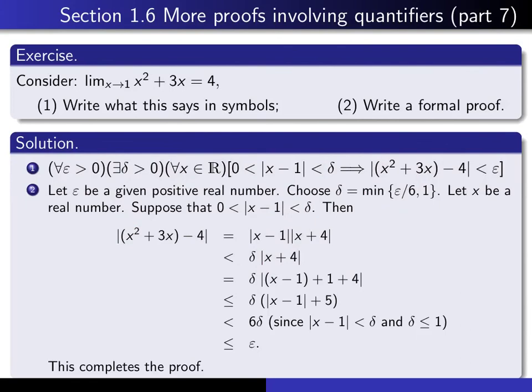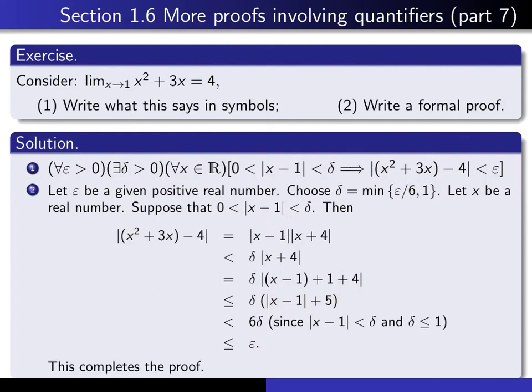Now I'm just doing a little manipulation. I'm adding and subtracting 1. And then I'm applying the triangle inequality to the resulting expression of x minus 1 plus 5. See, I've done the triangle inequality here. And now I know that absolute x minus 1 is smaller than delta, which is itself less than or equal to 1. So I get to replace this by, I get to say that this is less than or equal to 1 plus 5. So I get 6 delta as an upper bound.